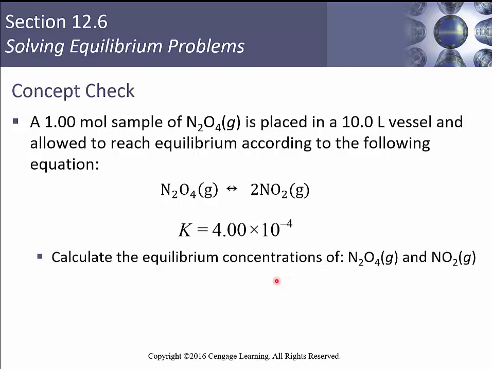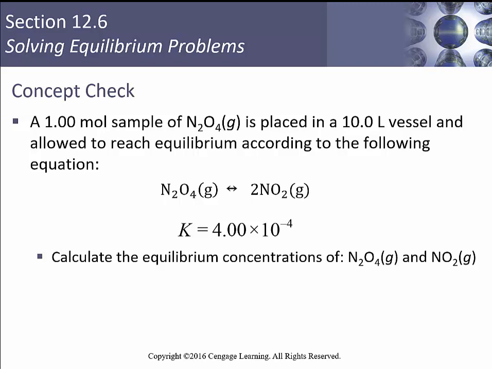Another concept check. We've got a 1-mole sample of N2O4 gas placed in a 10-liter vessel and allowed to reach equilibrium according to the reaction. We've got N2O4 giving us 2 NO2, and we've got a K value that is given for us. We want to calculate the concentrations of the N2O4 and the NO2 gas. All right, so we're going to set it up. How we're going to do that, we're going to set up our ICE table.